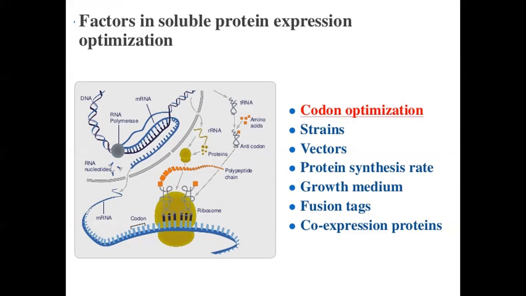This strain is deficient in proteases, Lon protease and OmpT. Because proteases can degrade foreign protein, the protease genes are mutated or deleted in these strains, which can increase protein stability.